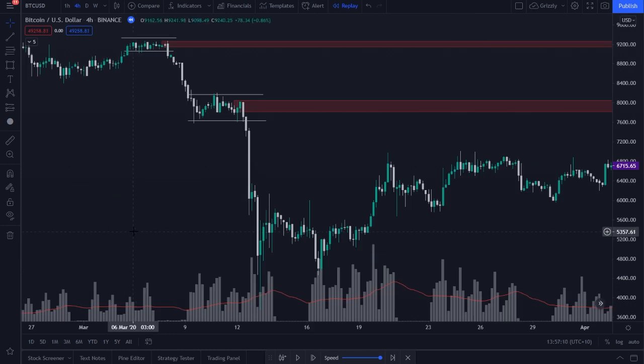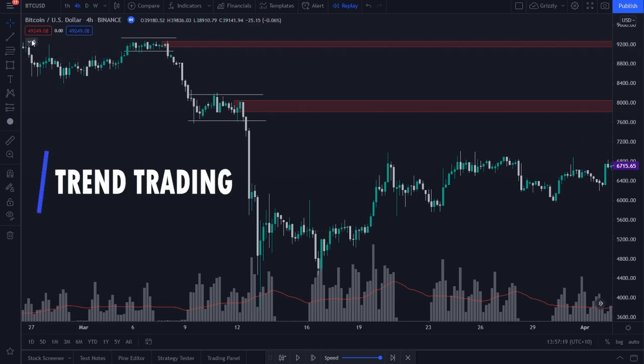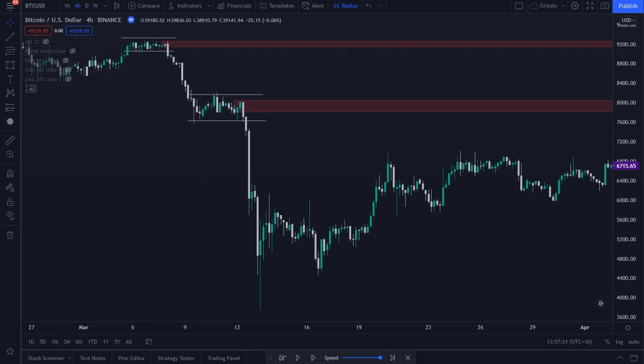So here I just want to show you how you can use supply zones or supply blocks as potential targets if you're using another strategy like, for example, trend trading. I'm just going to quickly turn off the volume to get that out of our way.